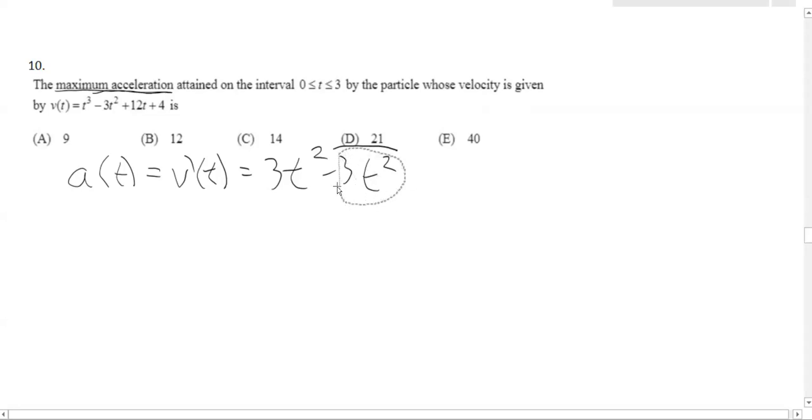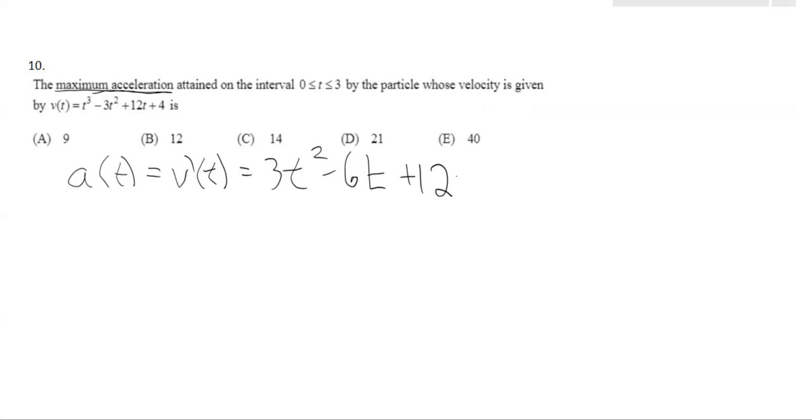Let me just erase all of that and get rid of that. So minus 6t plus 12. This is the acceleration function, but we're trying to find the maximum of this function. And remember, anytime you want to find the maximum of any function, you take the derivative, find the critical numbers, and then either do the first or second derivative test. Here, the acceleration is the function we're trying to find the max of.